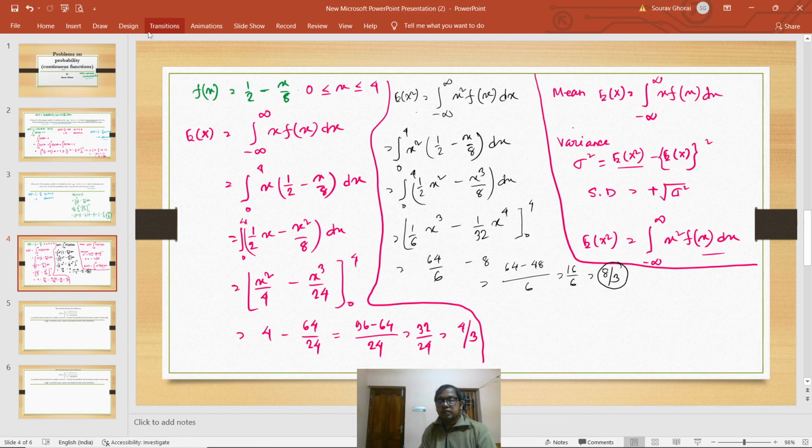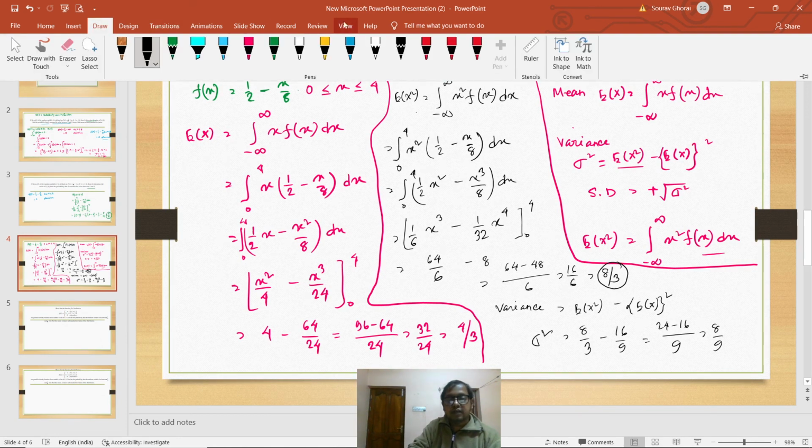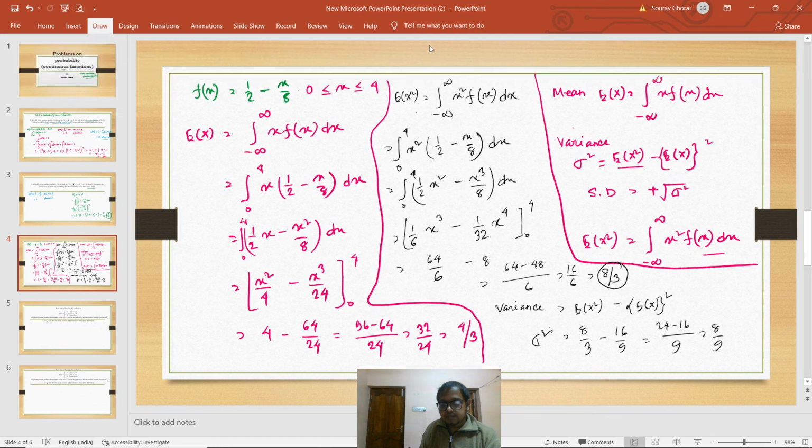And now the variance will be E of x square minus E of x whole square. That is 8 by 3 minus 16 by 9. If we simplify, 9 is the LCM, so that is 24 minus 16, that is 8 by 9. So we get sigma square is equal to 8 by 9. The variance is 8 by 9.